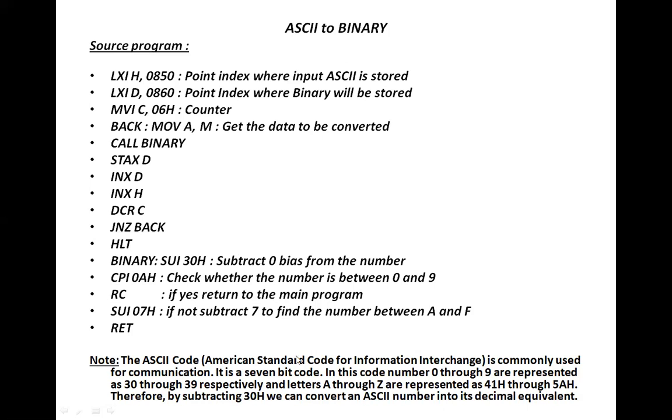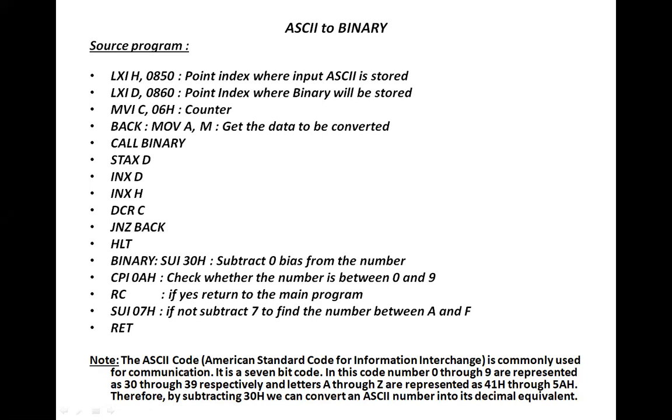So the important thing related with this is, as I told you, that if the number is lying between 0 to 9, then 30 to 39 will be the ASCII code. If it is A to Z, it is 41 to 5A. So it means we are adding 30 or 37 depending upon the value which is required to be converted into ASCII. Similarly, we are subtracting 30 if we want to convert the ASCII number into its binary or decimal equivalent. And if the number is more than 9, we will subtract 37.